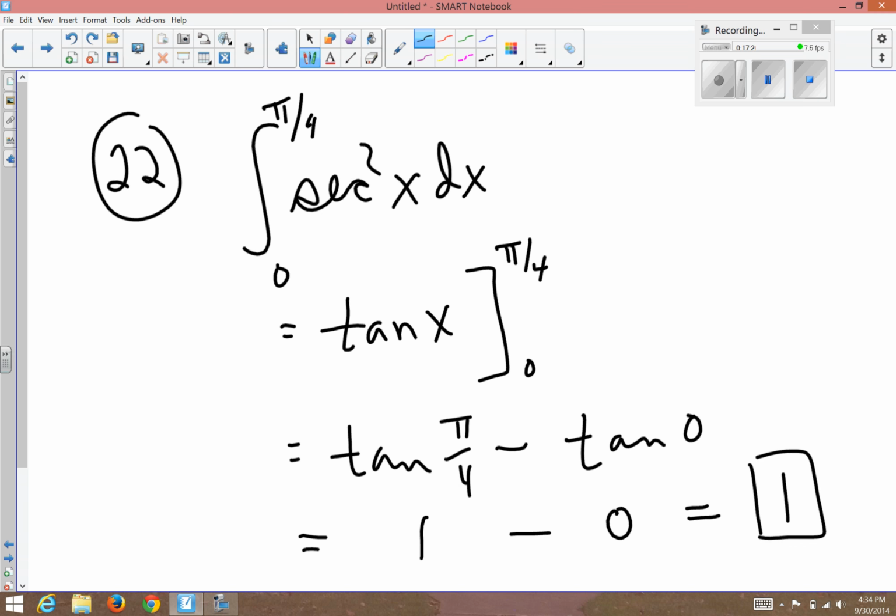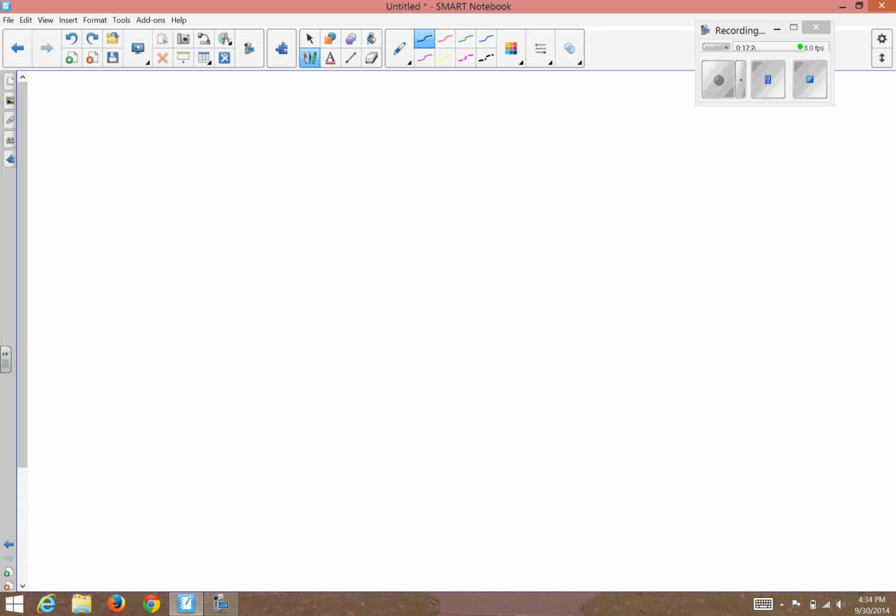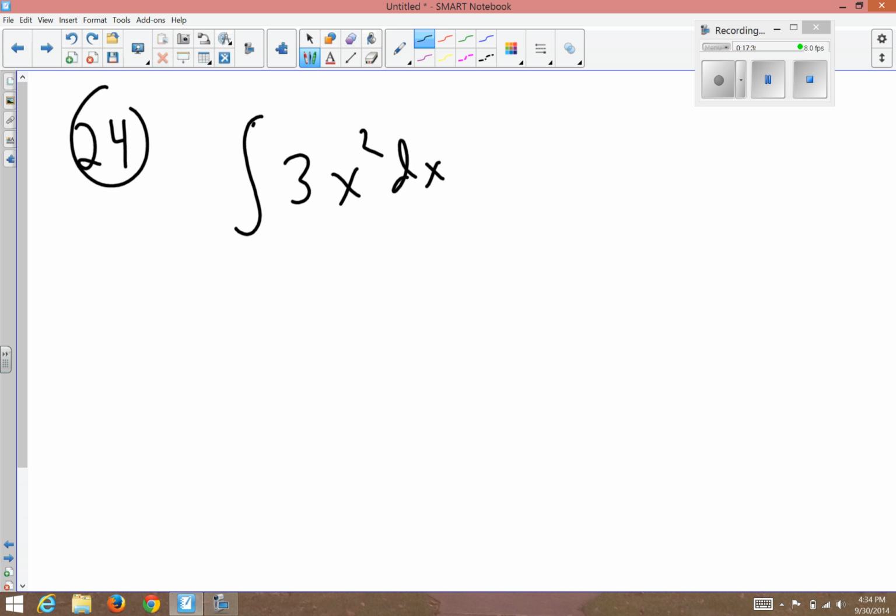Next one is number 24. Still on page 295. The integral of 3x squared dx from negative 1 to 2. The 3 is a multiple. It's a constant multiple. So it's a reflex. Take the constant to the left of the integral symbol.